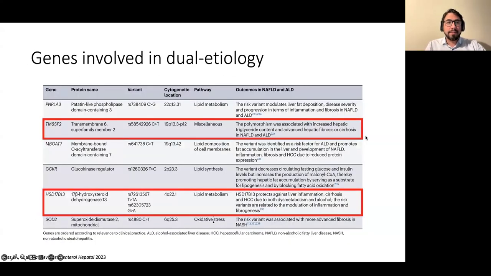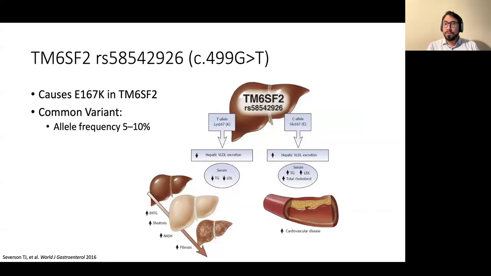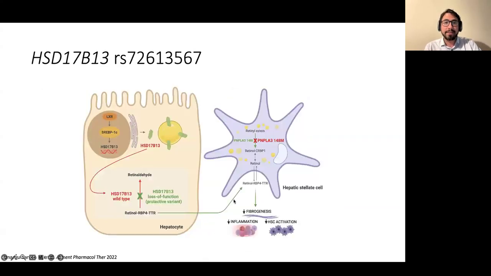And there are other variants, including TM6SF2 and HSD17B13. They are involved in other mechanisms. For example, TM6SF2 has different variants, but the hepatic variant has been linked with a decreased hepatic VLDL expression, producing an increase in intrahepatic triglyceride content and steatosis and steatohepatitis.